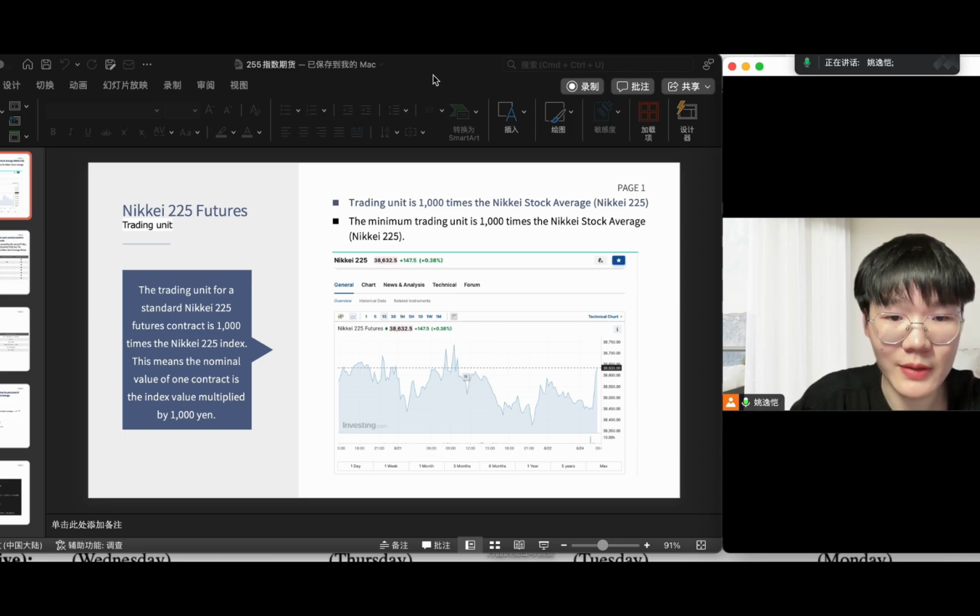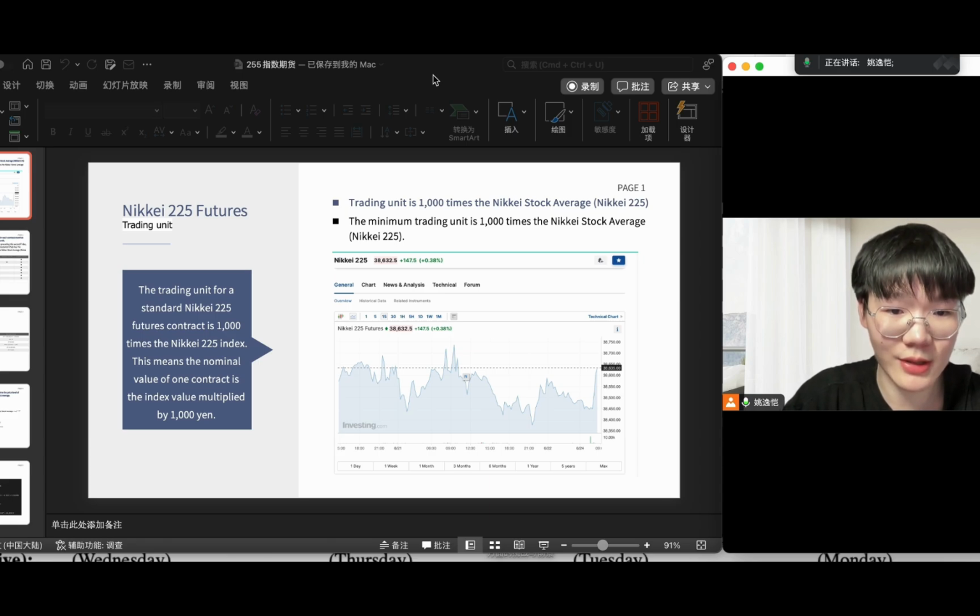For example, if the Nikkei 225 index is currently at, let's say, 38,587 points, then the notional value of the standard futures contract is this point value multiplied by 1,000 Japanese yen.